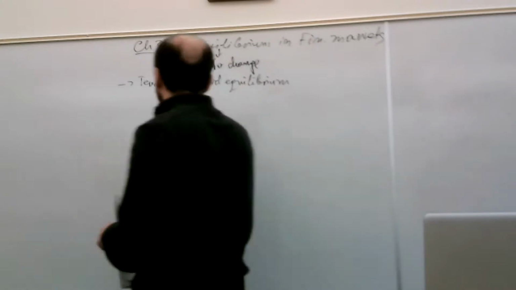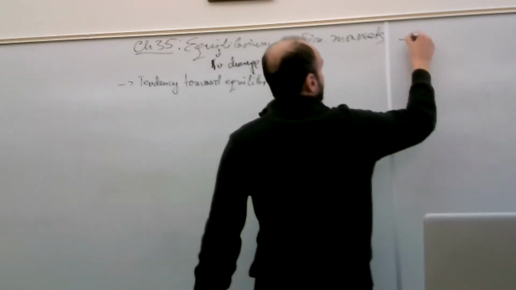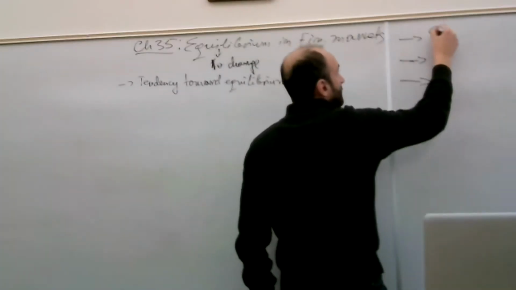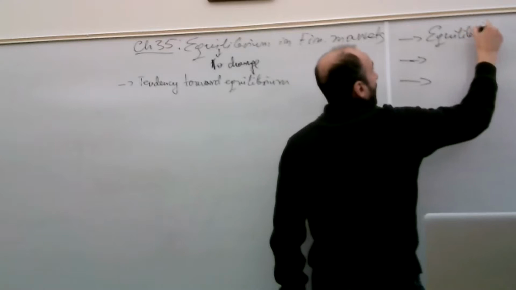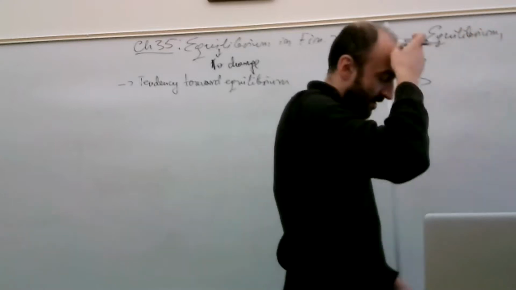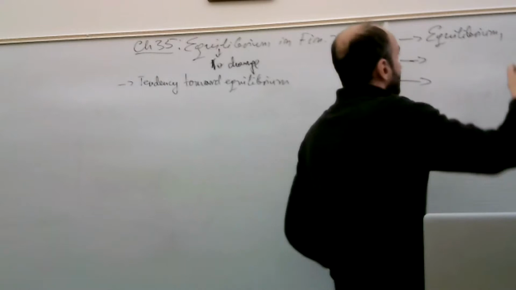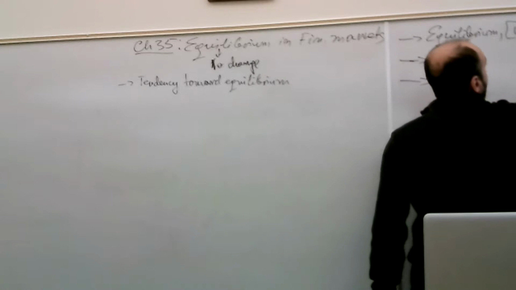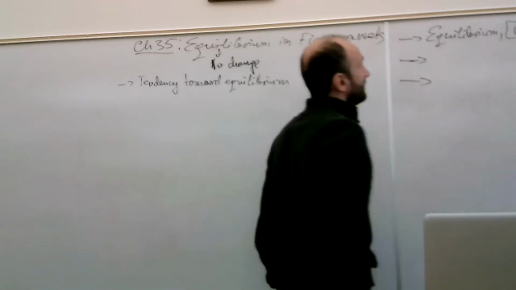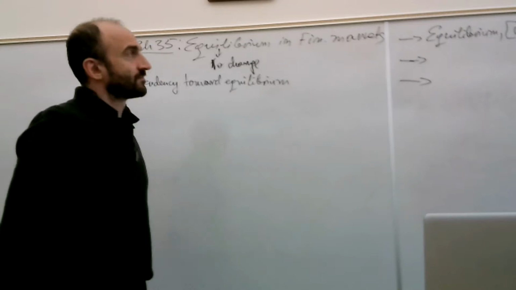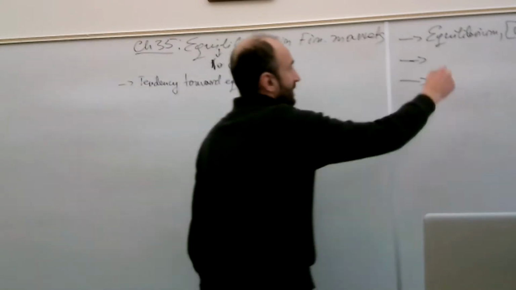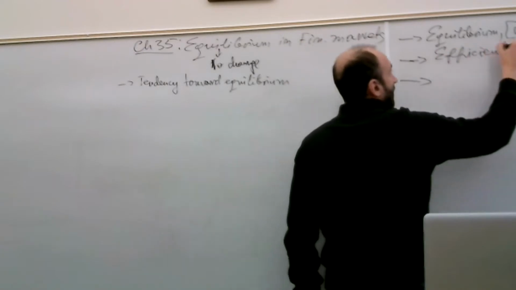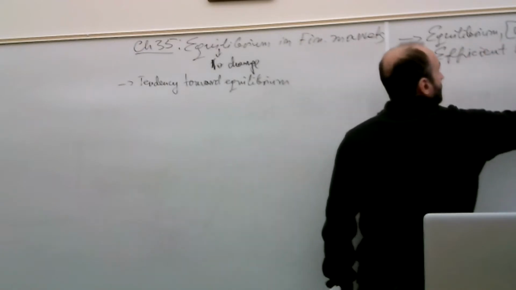I'll write it down here. There are 3 concepts that we're going to study today. The first one is equilibrium, related to risk and return. Risk and return. The second is something called the efficient market hypothesis. Efficient market theory.